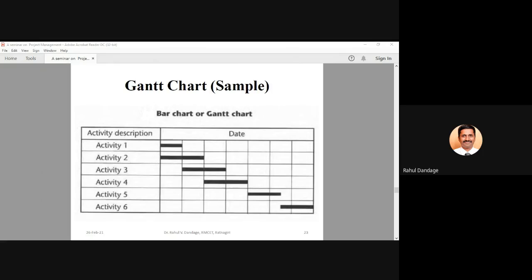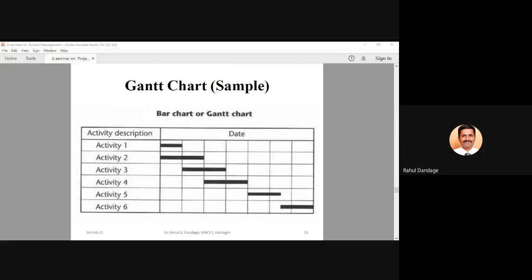Okay, so let us say the dates are put for, let us say, one column per week. So this is a 7 weeks project. What you observe is activity 1 starts at day 1 and has been planned to get finished by the end of week number 1. So the duration required for activity 1 is 1 week, which is the first week.